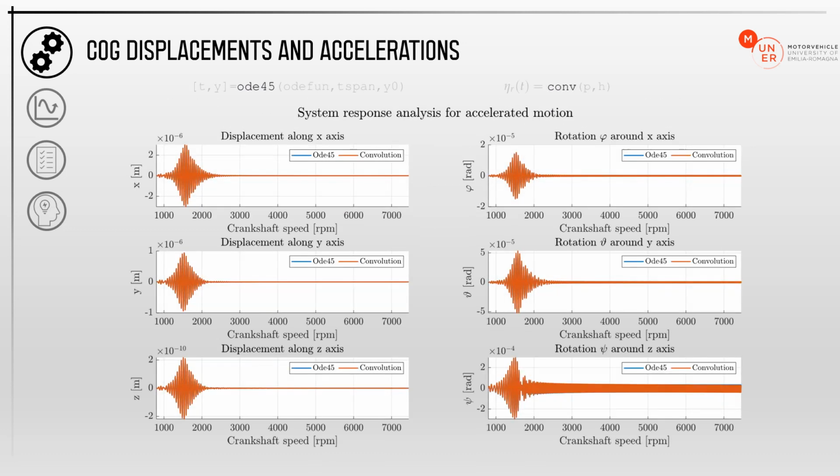Here, the displacements of the engine are shown. ODE45 and convolution have a perfect match between each other. It is possible to note that the displacements are higher for low RPM due to the resonances. In particular, we are focused on the bottom right graph, which is the rotation around the Z-axis, which is the main deflection of our system.